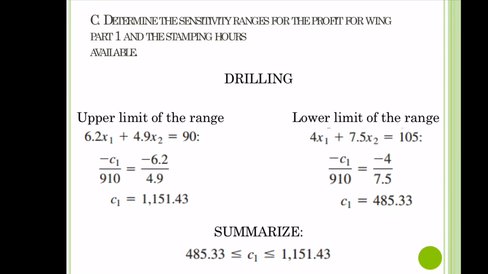C1 equals 1151.43. The lower limit is determined by computing the value of C1 that will equate the slope of the objective function with the slope of the constraint line for stamping. 4 x sub 1 plus 7.5 x sub 2 equals 105. Negative C1 divided by 910 equals negative 4 divided by 7.5. C1 equals 485.33. Summarizing, 485.33 less than or equal to C1 less than or equal to 1151.43.